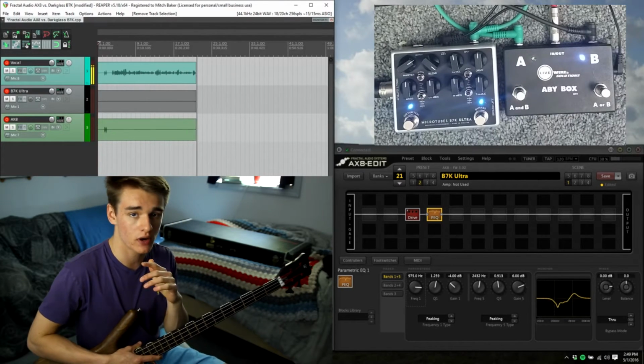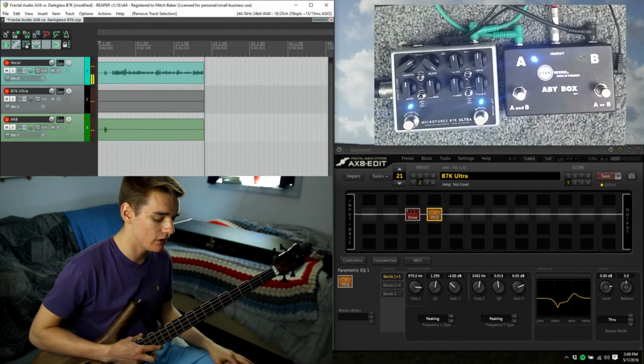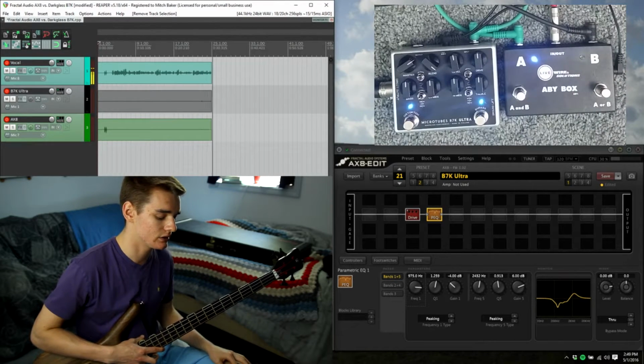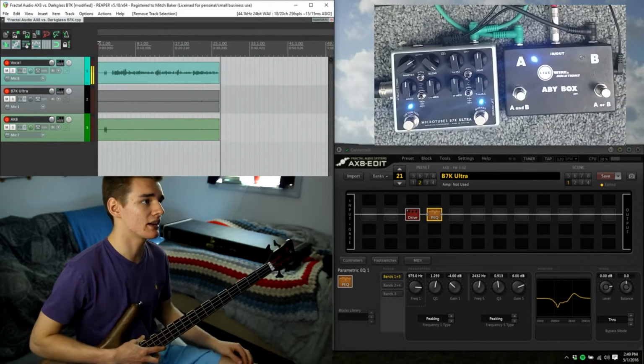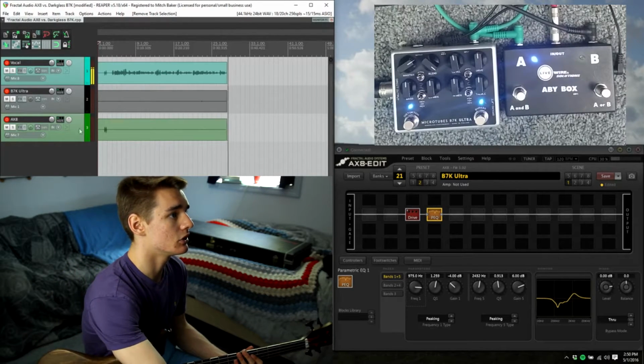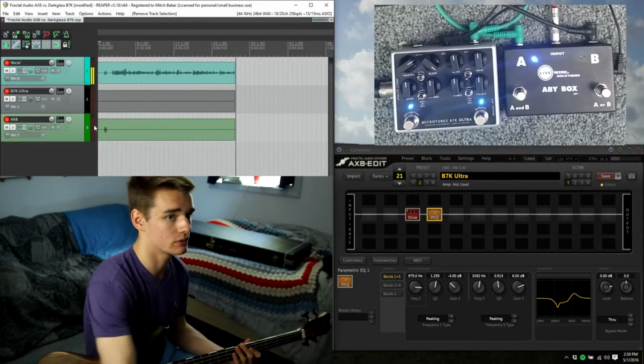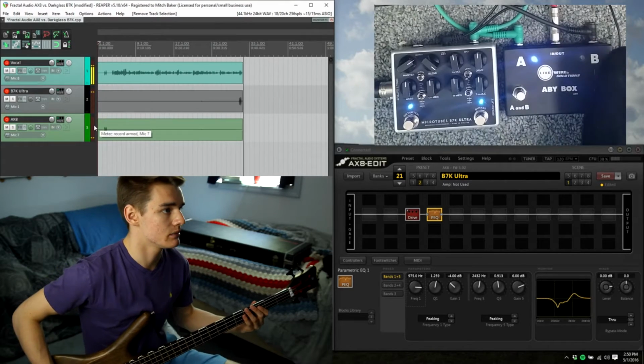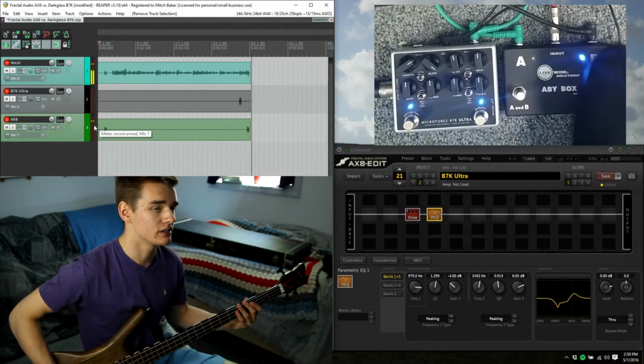So to see whichever one I'm using, you can either watch my feet right here. The A channel is the Darkglass and the B channel is the Fractal, or you can watch the meters moving up by the corresponding tracks. So there is the B7K and there is the Fractal.